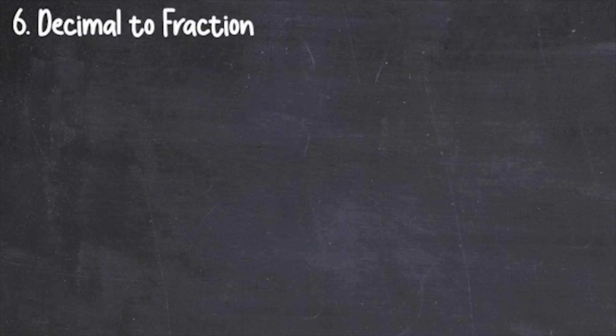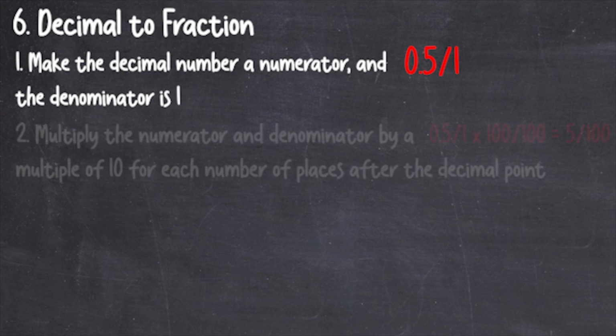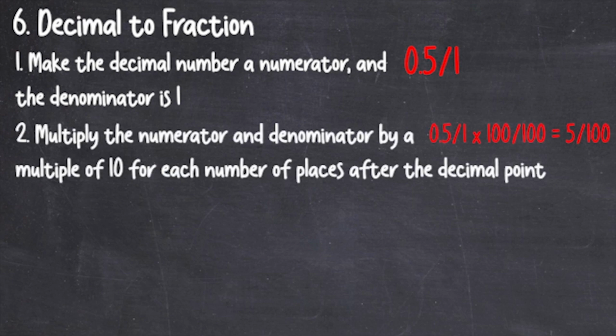Converting a decimal to a fraction takes a bit longer, but is easy to do following these steps. First, start by writing the decimal as a fraction, with the decimal number as the numerator and 1 as the denominator. Next, multiply both parts by a multiple of 10 for each number of places after the decimal point. So, if a decimal number has 1 decimal place, multiply the numerator and denominator by 10. If it has 2 decimal places, multiply by 100. For 3 places, it should be multiplied by 1,000, and so on. Doing this will give us a fraction.